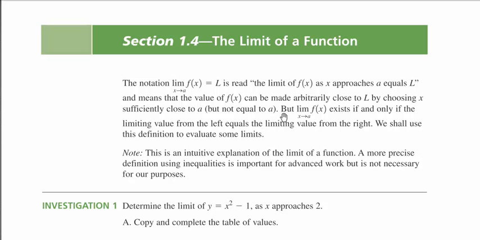The key here is the idea that the limit of f at x exists if and only if the limiting value from both sides is the same. So if we approach the same point from either side, then the overall limit exists. If it doesn't, if from the left side we approach one value and from the right side another, then we say that the limit does not exist.